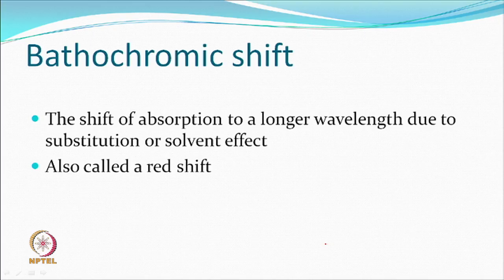So, there is a shift which we call a bathochromic shift. By adding some groups, you can change the wavelength towards a higher, longer wavelength, which is toward the red part of the spectrum, and therefore it is sometimes also called the red shift. So, either you add a substitution which we call an auxochrome, or sometimes when something dissolves, it also has some effect. So, bathochromic shift.